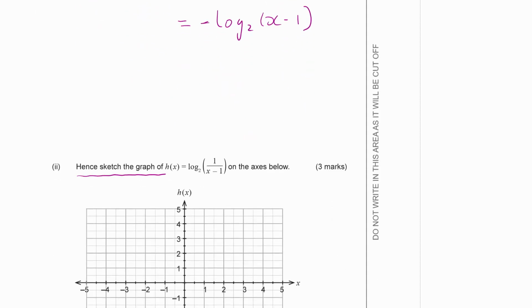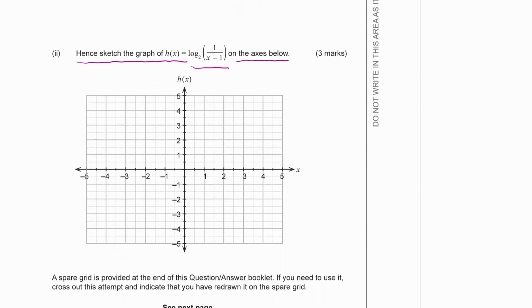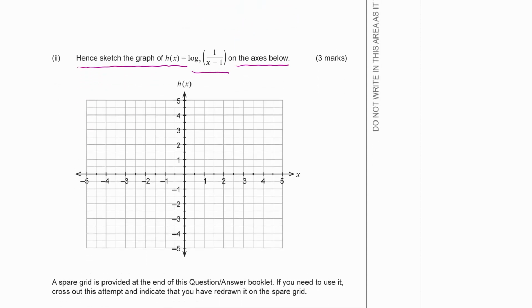Hence, sketch the graph of h of x is log to the base 2 of 1 over x minus 1 on the axes below. In other words, we want to draw the sketch of this. So let's think about the original log to the base 2 of x, which goes through here, here, and here, for example. And we know that the asymptote was here. The x minus 1 would move the asymptote across 1 unit. So the asymptote would now be the line x equals 1.